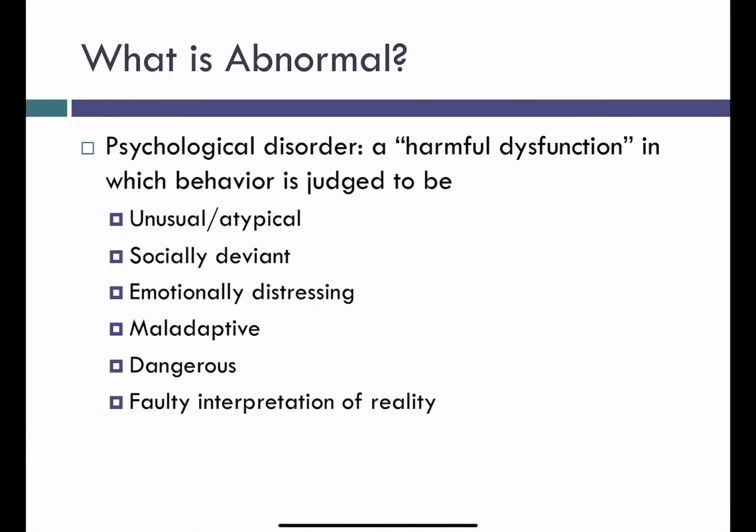This is our last lecture on psychological disorders, and an important starting point is figuring out how we define a disorder and what is normal versus abnormal. So we define a disorder as a harmful dysfunction, which is behavior that is judged to be either unusual or atypical. But just being unusual is not enough in and of itself, because you can have rare behaviors that are positive as well. So psychological disorders also involve behavior that is socially deviant.